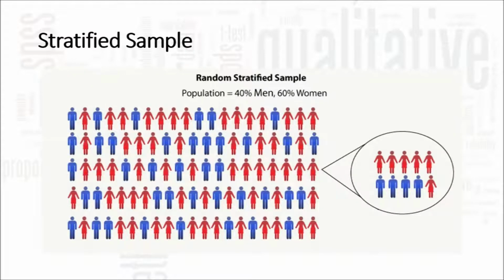Another type of method which will give us a sample representative of the general population is a stratified sample, and this involves looking at the makeup of the whole population in terms of, say for instance, the number of men to the number of women. So if we know that it's 40% men, 60% women, we can then take a sample of 10, and we know that there will be 4 men to 6 women.